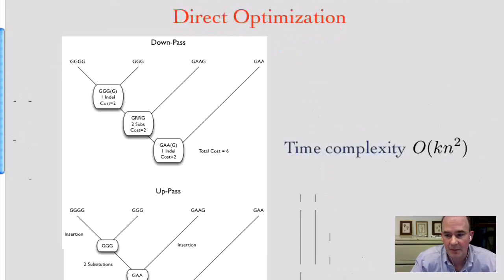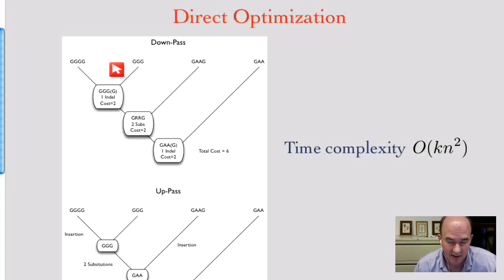Now here's just another example of that, showing how you would actually do that. As Eric pointed out, the top example here exemplifies what Eric was talking about. You have 4 Gs and 3 Gs in the 2 descendant leaves. Then we pick one of those positions, the 4th position, to be potentially ambiguous. The parentheses represent ambiguity, being either a G or no G there, and then we cost that one indel.